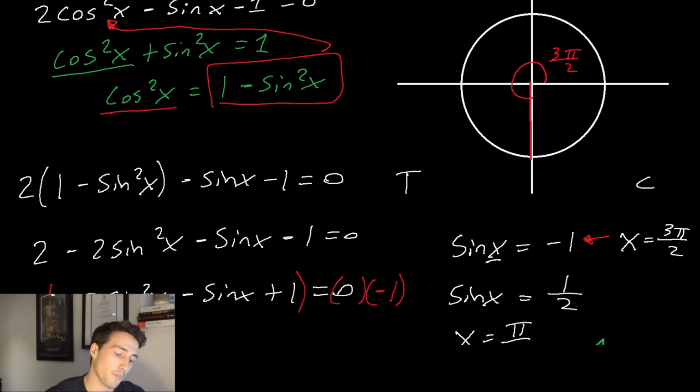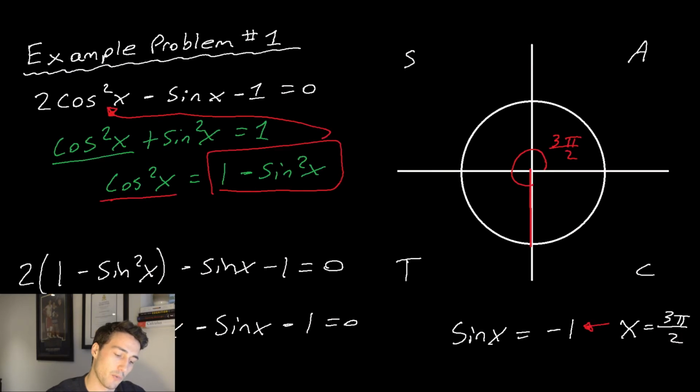So here we know that from CAST, pi over 6 is going to exist in this quadrant, and that will give us a value of 1/2 for sine. But sine is also positive over in this quadrant.